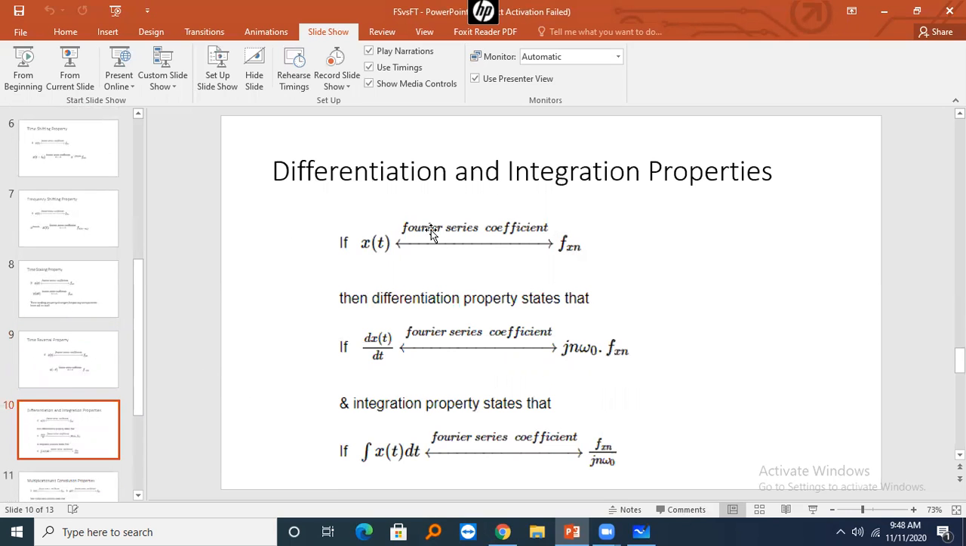And the differentiation and integration properties are like this. After differentiating x of t, when we get the Fourier series coefficient, it will be jn omega naught into fxn. And in the integration property, this term will be divided. In the differentiation property, this term is multiplied with fxn, and in the integration property, this term will be divided.